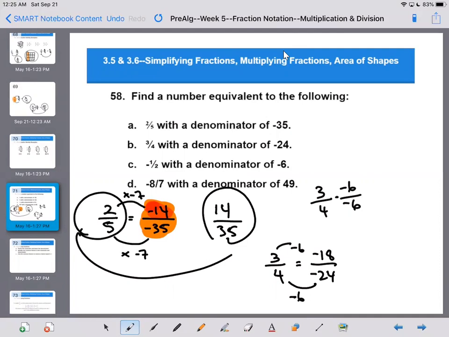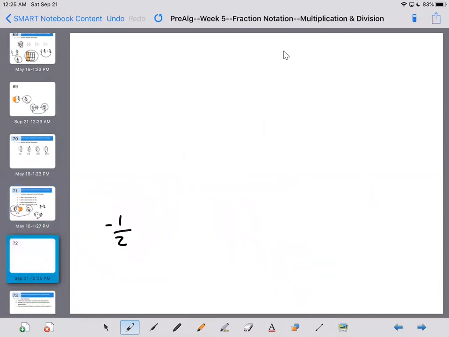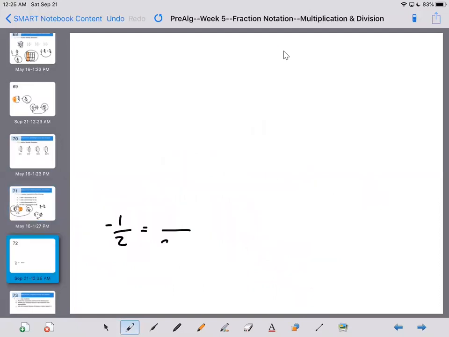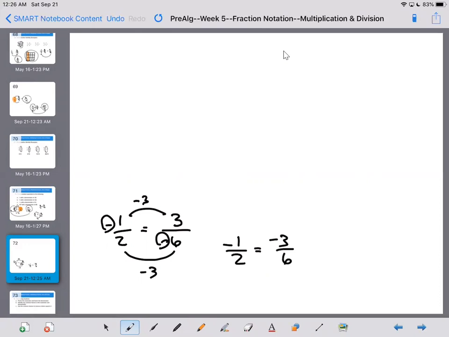So what if I have negative 1/2 and I have a denominator of negative 6? Well, 2 multiplied by negative 3 would give me negative 6. So negative 1 multiplied by negative 3 would be positive 3. So I just need one of the numbers to be negative. Negative 1/2 is the same as negative 3/6. They still have to stay equal. We're still looking at equivalent fractions here.